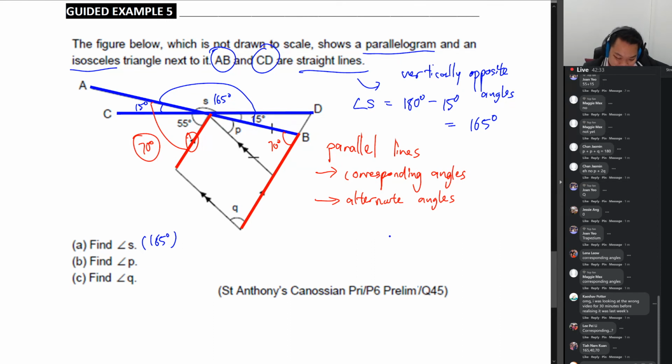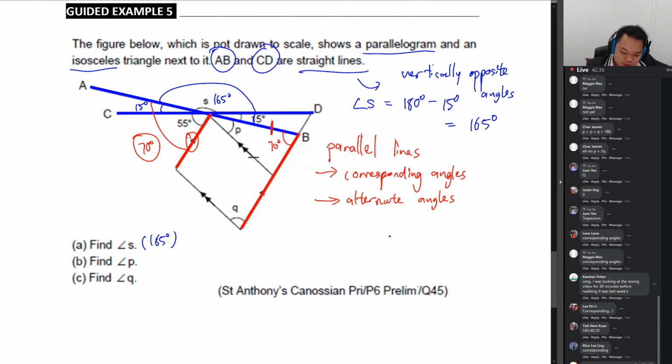So if this is 70 degrees, because this is an isosceles triangle, right? This will also be 70 degrees. Okay, and if this is 70 degrees, it follows that this has to be 110 degrees.